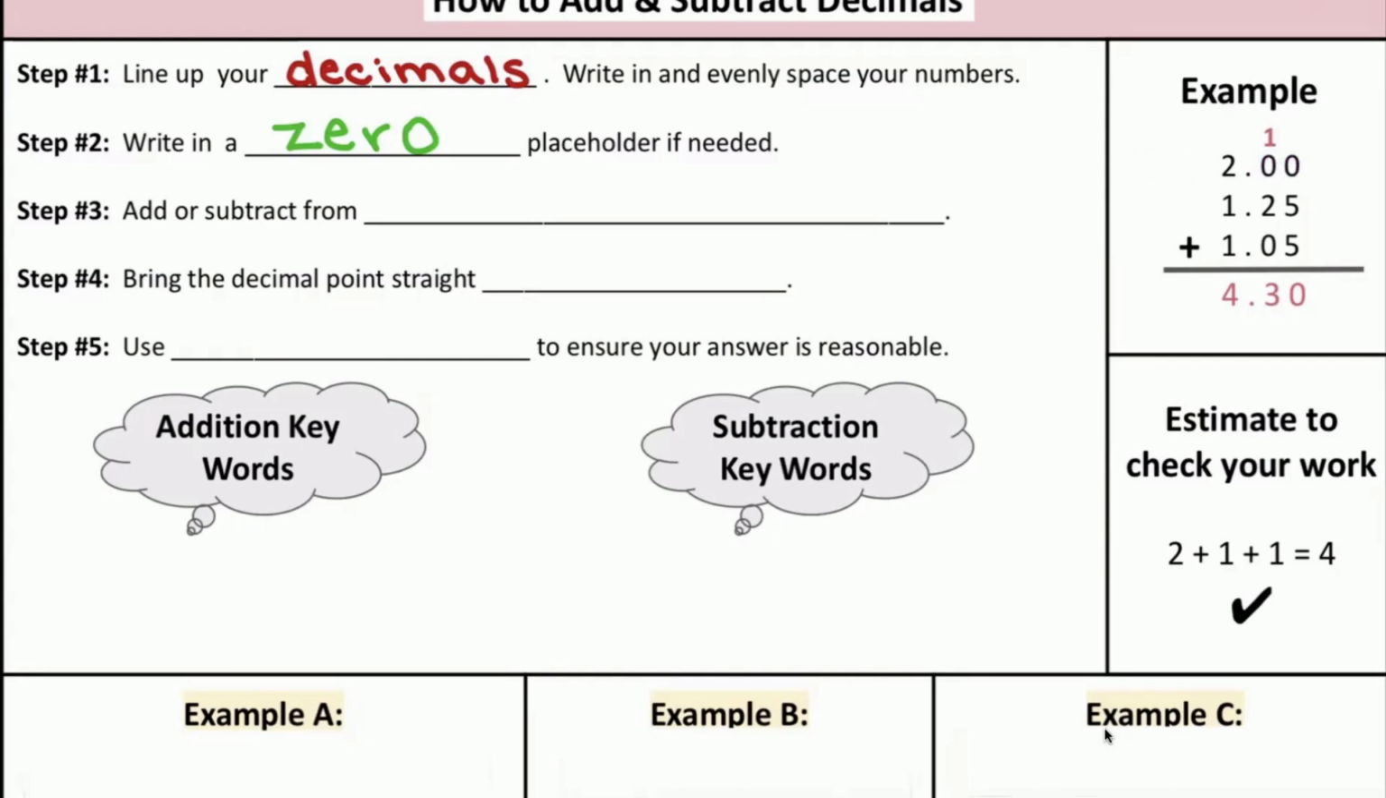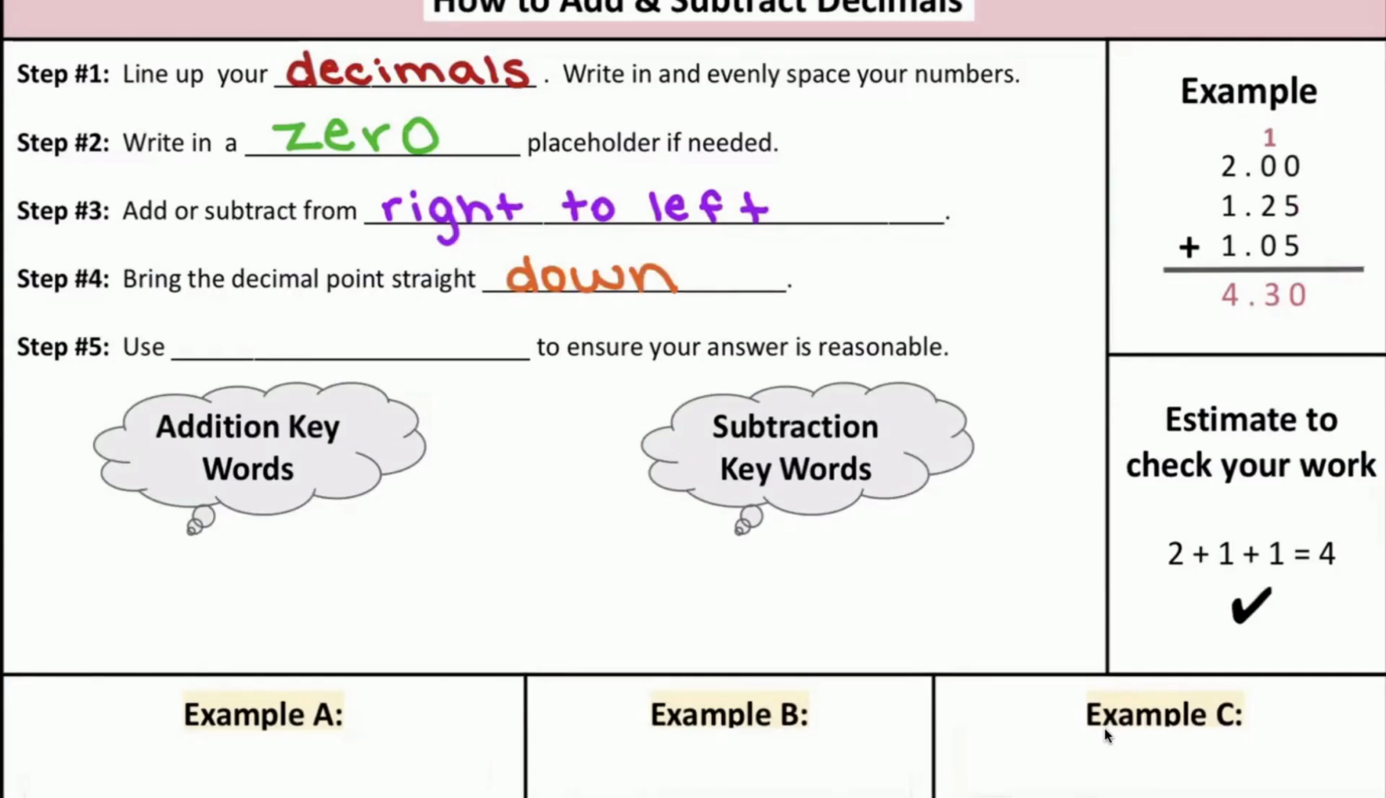Our next step, step 3, is to add or subtract from right to left. So in our example, the first thing I did is I added 5 plus 5. Okay, so you start on the right-hand side, and we'll practice this in just a second. Then when you solve, you're going to bring the decimal straight down.